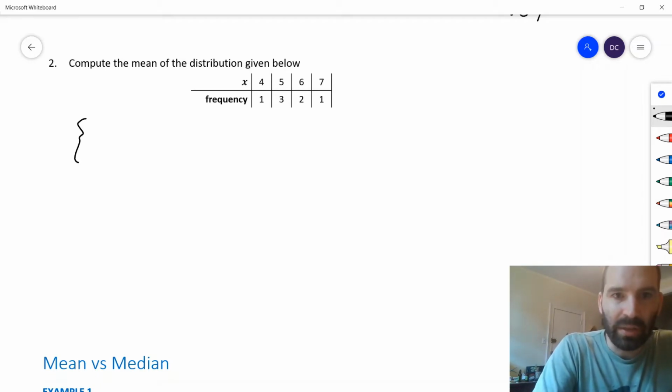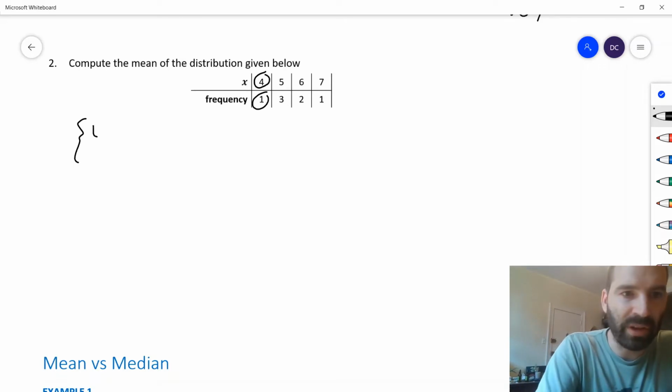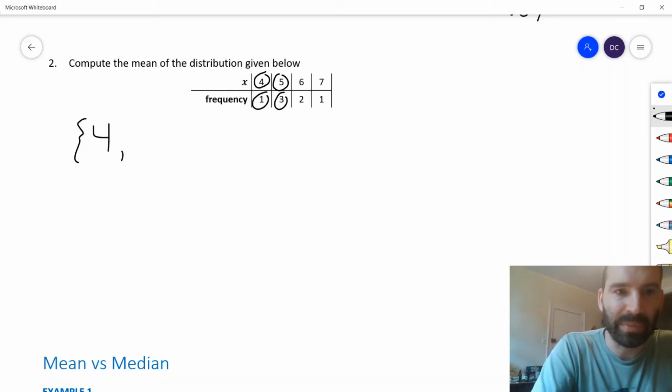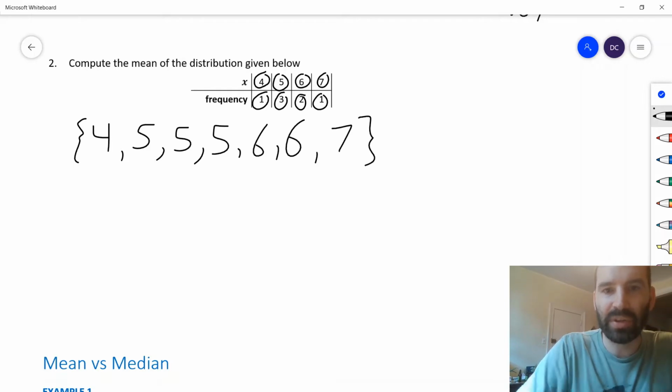Okay, so the data set, what does it say? It says we have a data value of 4, and the frequency is 1. So 4 occurs once in the data set. So that's a 4. And then we have a data value 5, which occurs 3 times. The frequency is 3, so it occurs 3 times. Then we have data value 6, which occurs twice. And then we have data value 7, which occurs once. So this is the data set.